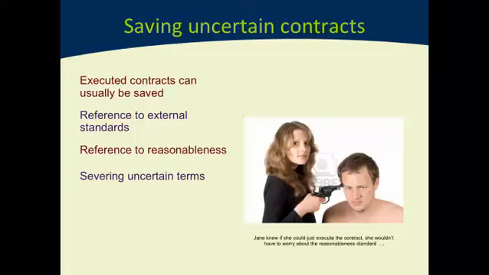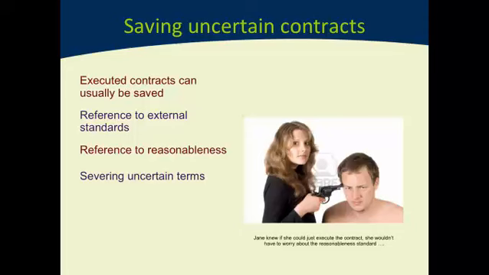If we've got this situation where the two parties have tried to make a contract, generally speaking, the court is going to try to support them. So generally speaking, the court will say, okay, let's look at whether or not it's possible for us to save this contract. And there's 4 key ways that the court might do this. First is by looking at whether the contract has been executed.